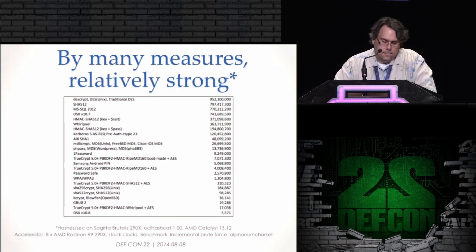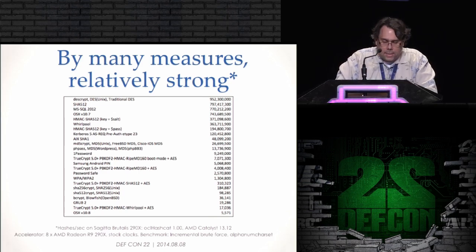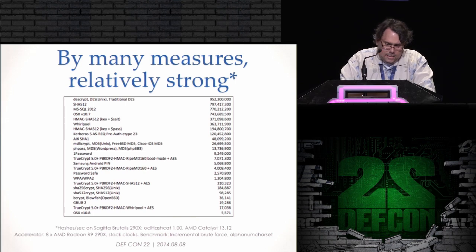So straight Unix DES crypt, 952 million per second. TrueCrypt with this particular chain together, 17,000. So if the password's strong, at least by some cursory measures, that's pretty interesting. The contender is OS X, by the way, but as I understand it, that's actually adjusted on a per machine basis or calibrated to your CPU. So at least from people who've looked at this initially, there doesn't seem to be any sort of obvious bypass in terms of just raw brute force.